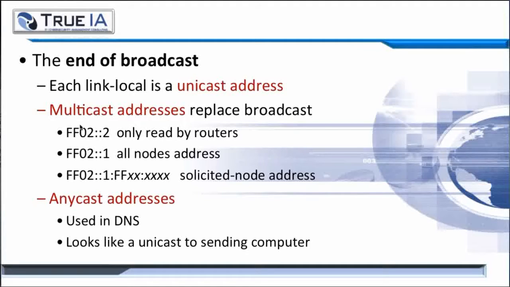Ushering in the world of IPv6, we now see the end of the broadcast. Instead, each local link is going to have its own unicast address, and multicast addresses are now taking the place of the broadcast. Here we see the first major addition to IPv6. It is the anycast address. This address is going to be used for DNS.